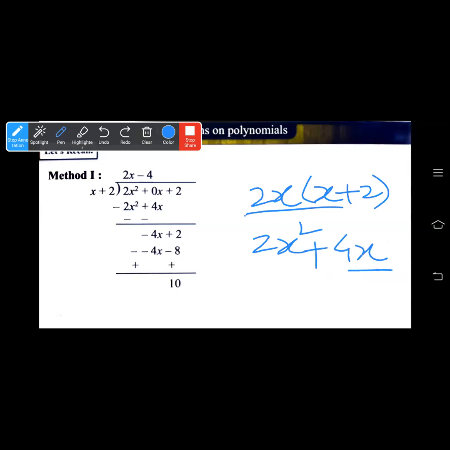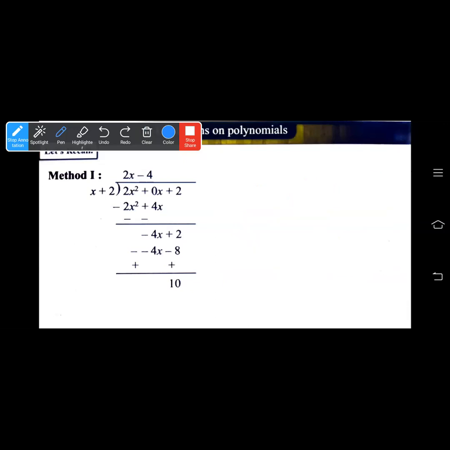Fine. So this multiplication is used over here, as you can see. So this 2x square plus 4x should be written under 2x square plus 0x, exactly under it, so that you can do the subtraction. So here you are doing subtraction.